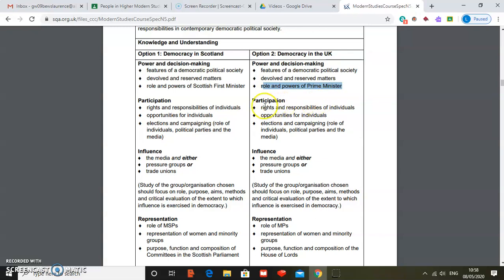We also need to look at the rights and responsibilities of individuals and also opportunities for individuals to get involved in things. So that's looking at things like pressure groups, interest groups in America, but in the UK, remember, it's pressure groups. And also we need to look at elections and campaigning. So basically how people can get involved in elections, the political parties and the media as well. We also need to look at influence areas, so the media and pressure groups or trade unions. Now, we look at pressure groups, we don't touch trade unions. So we will mention them slightly just in case, but the reality is we focus more on the media and pressure groups themselves.